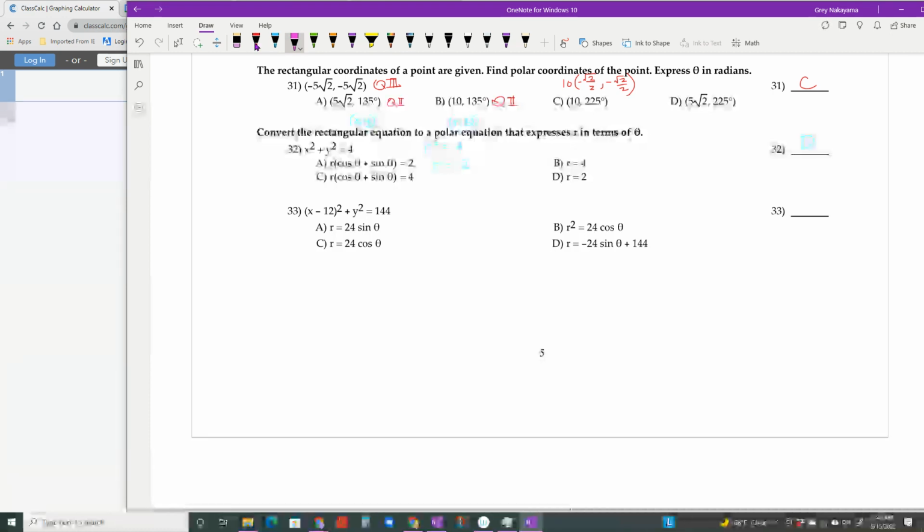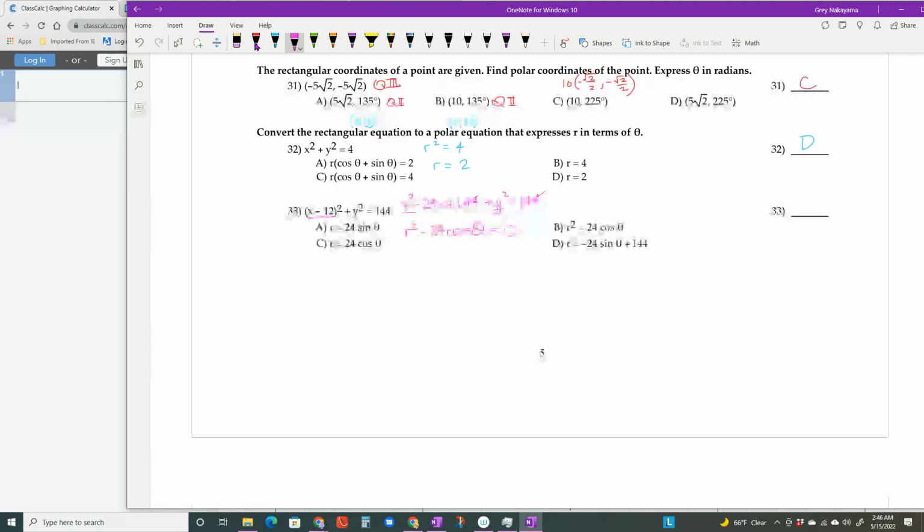Okay. This one here, the only way to work it is, I find it easiest to go ahead and expand it here, just like I talked about. So when I expand x minus 12 quantity squared, I'm going to have x squared minus, multiply them together times 2, which is 24x plus 144 plus y squared equals 144. Well, the 144s are gone. We just talked about x squared plus y squared equals r squared, and x is equal to r cosine theta. Okay, that's just the definition.